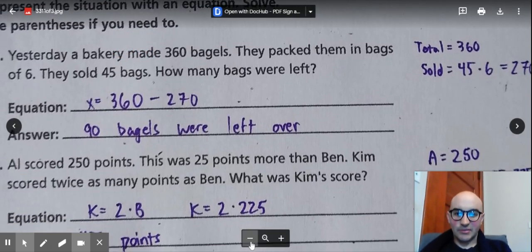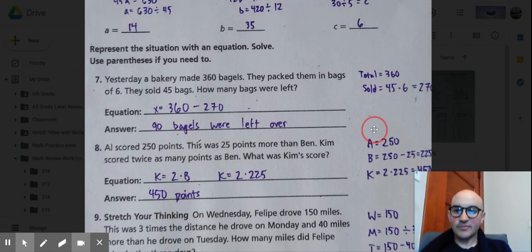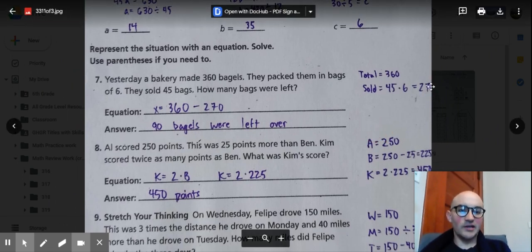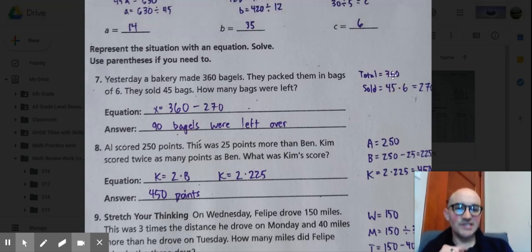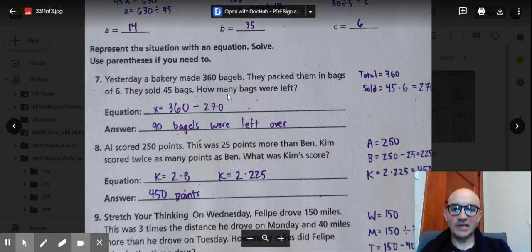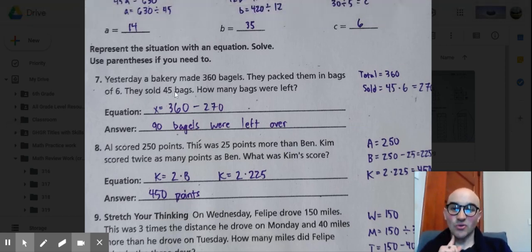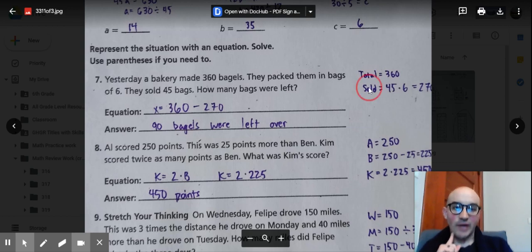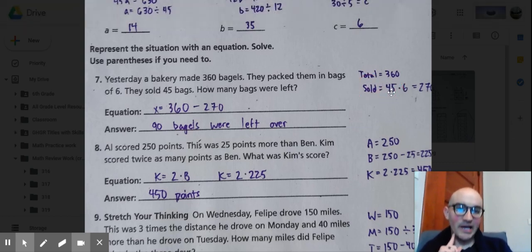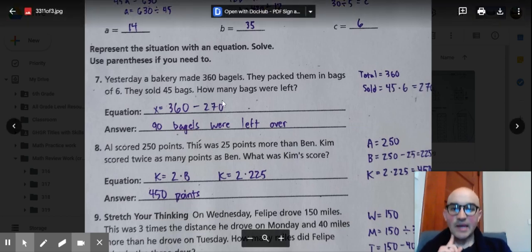Alrighty, number 7. Let me just do a quick little zoom out. There we go. All right, well, my photo cut off a little bit of it. That's okay. Yesterday, a bakery made a total of 360 bagels. So again, as you can see in the margin here, I'm writing everything I've been given, 360. They packed them in bags of 6. Then they sold 45 bags. So I write sold equals 45 bags times 6 in each bag. I get a total of 270. How many bagels were left?